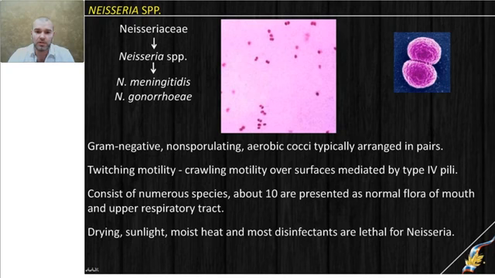Actually, nowadays it is a separate family, Neisseriaceae, and we have about 10 representatives of microorganisms which are normally found in the flora of the skin and respiratory tract of the human body. And we have 2 important pathogenic species, Neisseria meningitidis and Neisseria gonorrhoeae.